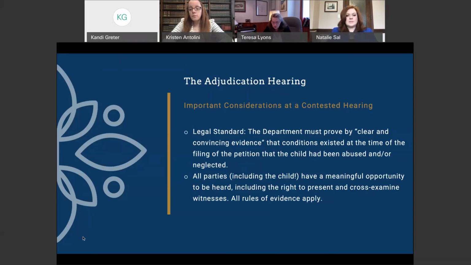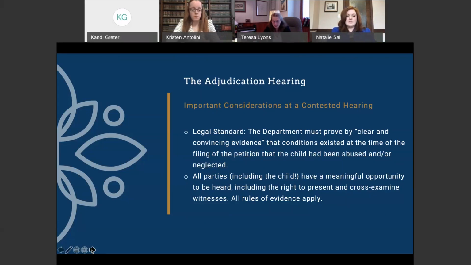The first thing to remember is the department has to prove by clear and convincing evidence that the conditions that existed at the time of the filing of the petition constituted abuse and neglect. Again, it's not a preponderance of the evidence, and it's not proof beyond a reasonable doubt. It is clear and convincing evidence. And as I had mentioned before, all parties have the right to be heard, and they have the right to present evidence and cross-examine all witnesses.